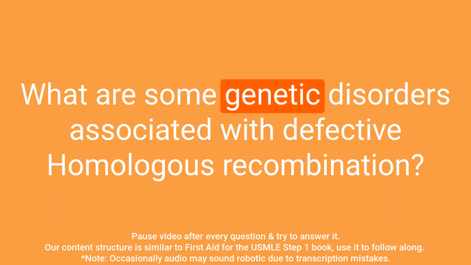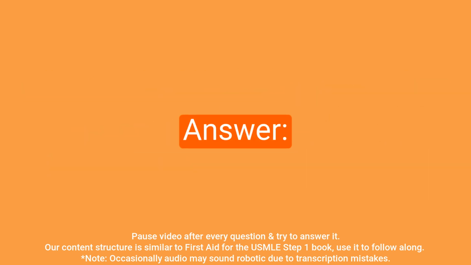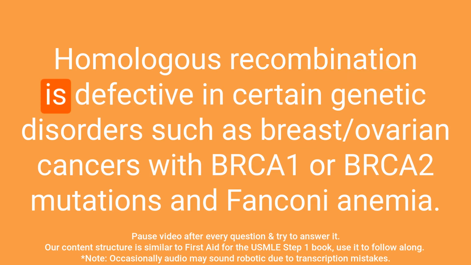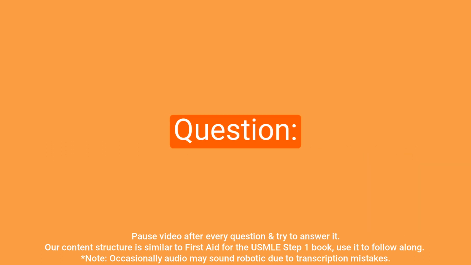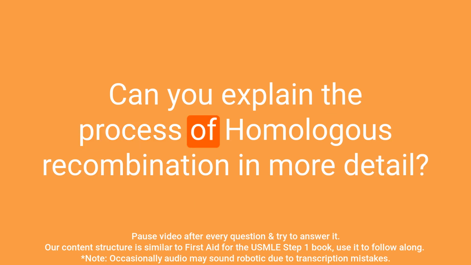Question: What are some genetic disorders associated with defective homologous recombination? Answer: Homologous recombination is defective in certain genetic disorders such as breast and ovarian cancers with BRCA1 or BRCA2 mutations and Fanconi anemia.